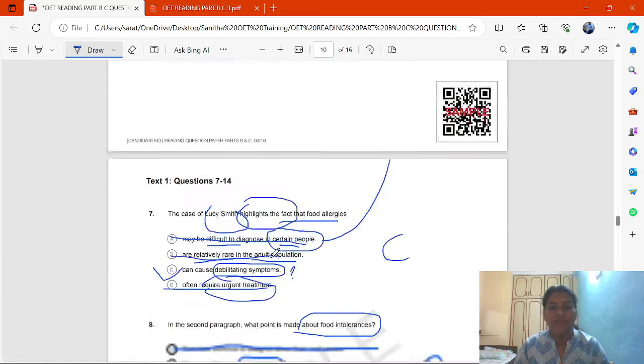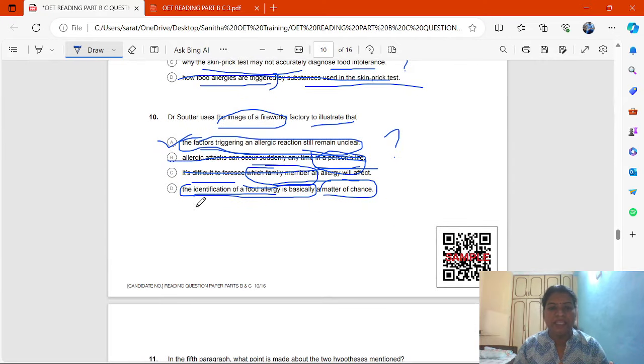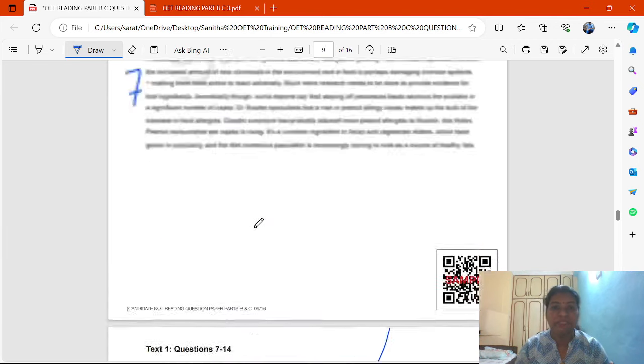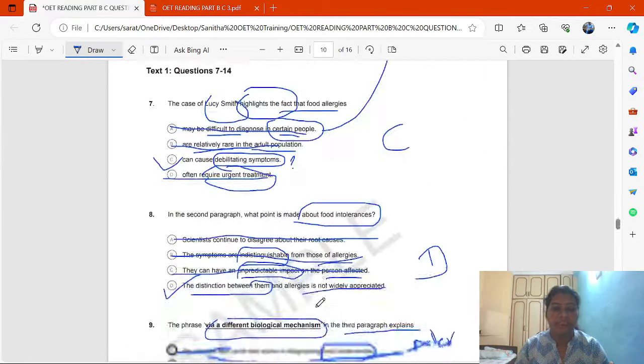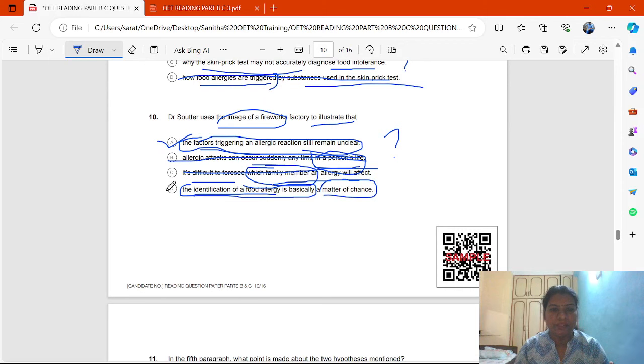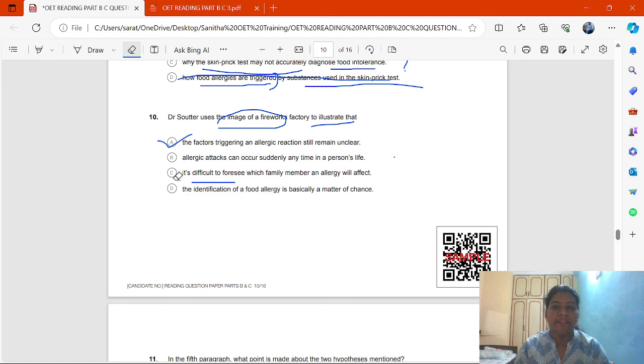So the option number D, the identification of food allergy is basically a matter of chance. Is it anywhere? Is it a matter of chance? You can see, no, it is not saying anywhere. So eliminate that option. Okay, what is the answer? The factors triggering an allergic reaction still remain unclear.